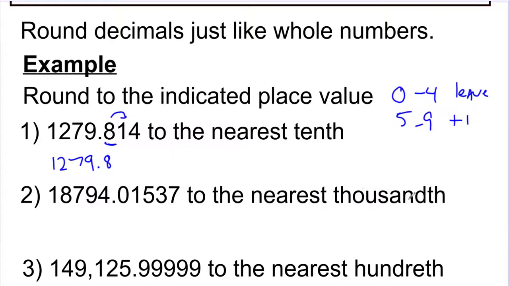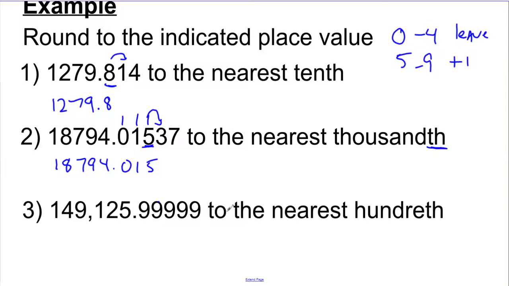Next problem, to the nearest thousandth, and again the th at the end is telling me that I'm doing the decimal side, not the whole number side. So in this case, this is tenth, hundredth, thousandth. So I want to keep this place, which means I'm going to look to the right. That one's again a number between 0 and 4, so I'm going to leave that 5 alone. I'm not going to increase it. So 18794.015, there's the thousandths place, and I'm not going to do anything to increase it because 3 was so small.